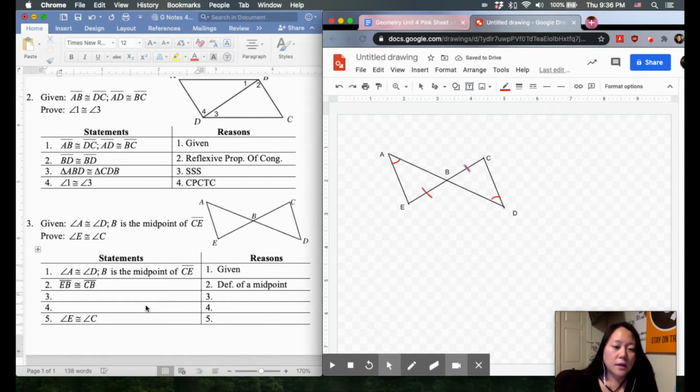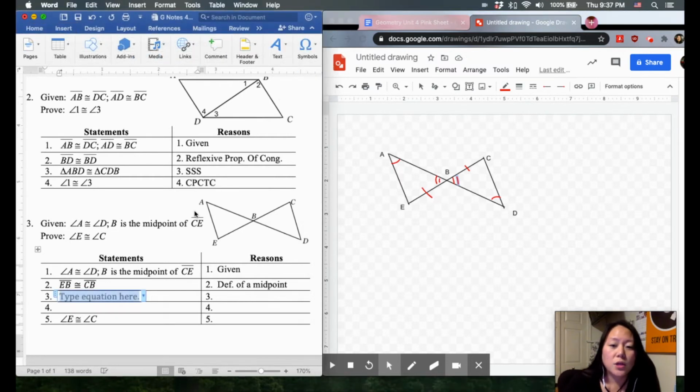And then I might notice, well, okay, I've got an angle and a side, angle and a side, but I have two intersecting lines creating vertical angles. We know that vertical angles are congruent by the vertical angles theorem. So indicate which angles are congruent to each other.